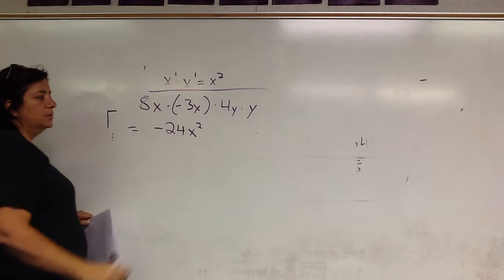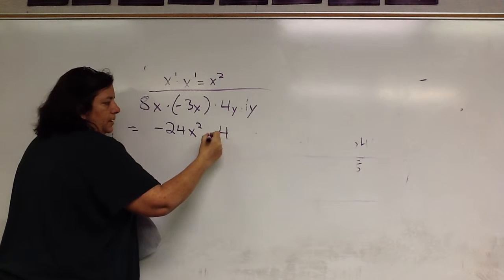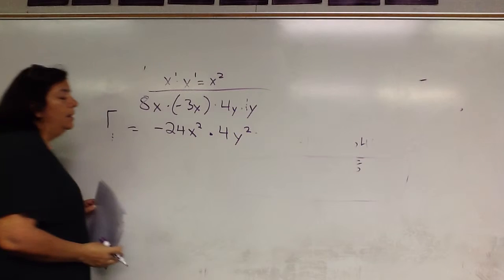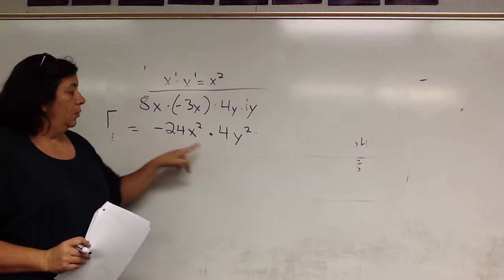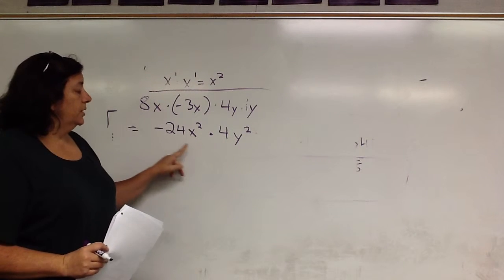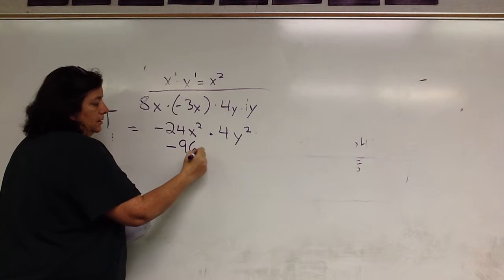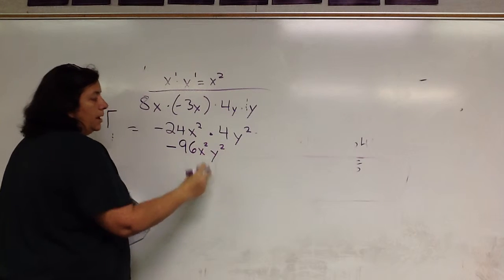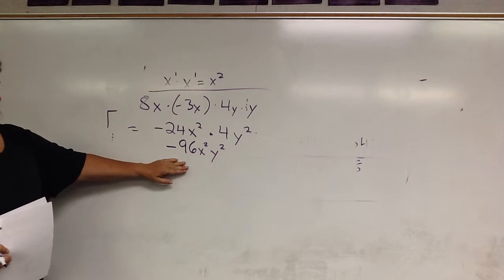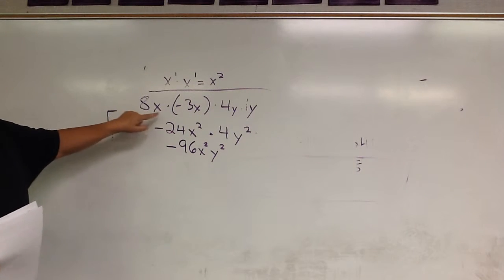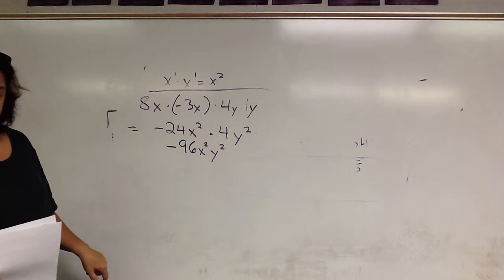What about 4y times y? Well, that's just going to be a 4 times an invisible 1. And then y times y is y squared. Now what we can also do, even if the variables are different, we can multiply the coefficients. So negative 24 times 4 is, let's see, negative 96, x squared, y squared. Okay, we can do this because it's multiplication. If it were addition, we wouldn't be able to do this. This is our final answer. If you notice, this final answer is written in somewhat factored form, right?